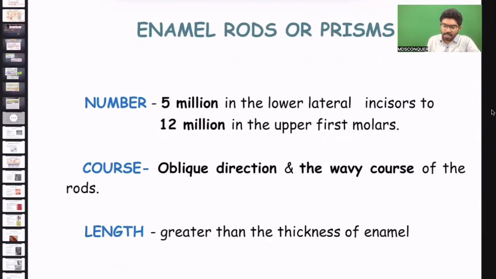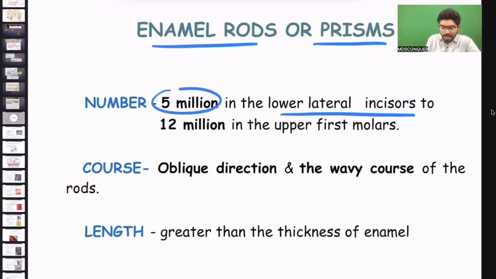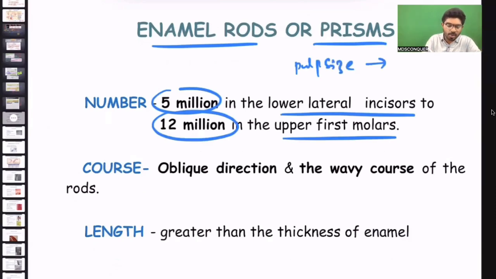So most of the things you are familiar. Enamel rods or enamel prisms are lowest, that is 5 million, in the case of your lower lateral, and they are highest in the case of your upper first molar. Okay, so pulpal volume or pulpal size is highest for which teeth? Normally, the total volume of pulp is 0.38 cc. Someone is telling canine. No, not canine. It is maxillary first molar. The same teeth is having the highest pulpal space.